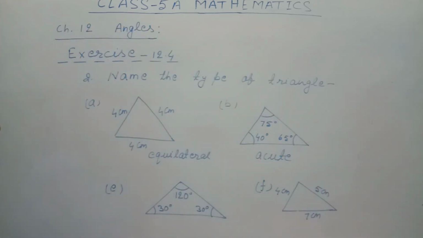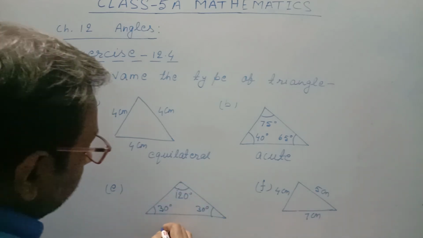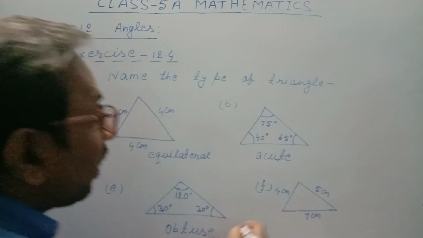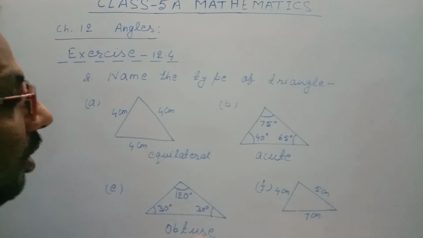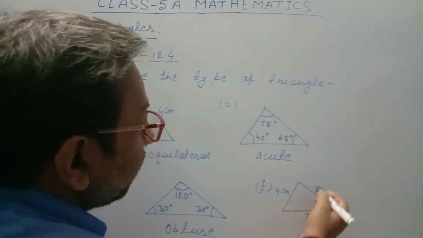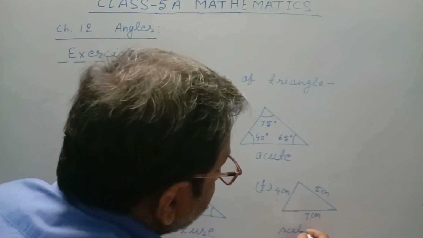In question E, one angle is 120 degrees and the others are 30 degrees and 30 degrees. So one angle is more than 90 degrees. So this triangle is an obtuse angled triangle. In figure F, all these three sides are of different measurements, 4 cm, 7 cm, 5 cm. Therefore this type of triangle is called a scalene triangle.